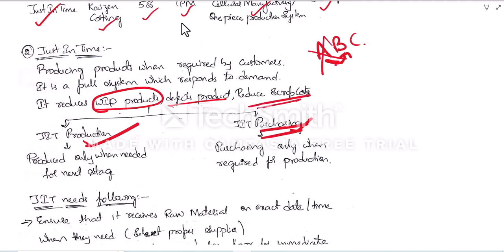Unnecessarily purchasing more inventory and damaging it in our godowns, and producing more products and storing and damaging them in the godowns will create a lot of scrap. That cost will be reduced. So the main theme is responding to the demand. Okay, this is the main theme of just in time.